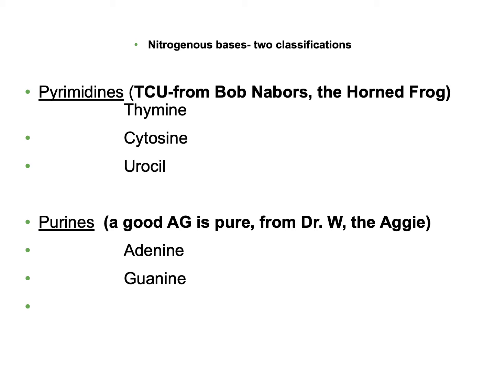I mentioned this in lab or lecture, I can't remember, but those nitrogenous bases are classified as pyrimidines or purines. Purines are adenine and guanine. Pyrimidines are thymine, cytosine, and uracil. DNA has thymine. RNA doesn't have thymine, instead it has uracil.